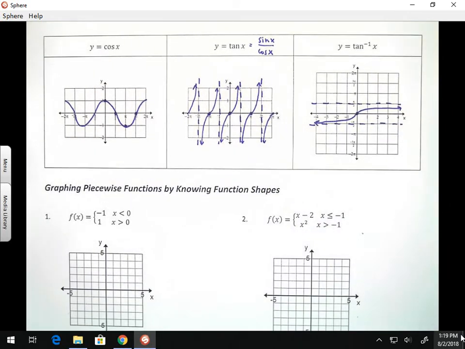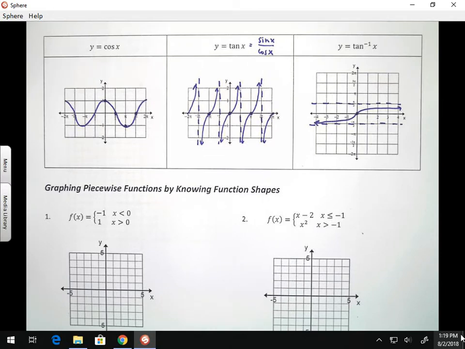All right, so those are the parent functions that we'll be using, and we'll use these really all throughout calculus. Knowing these parent functions and some basic transformations is going to make a lot of the work that we do throughout the year a lot easier.